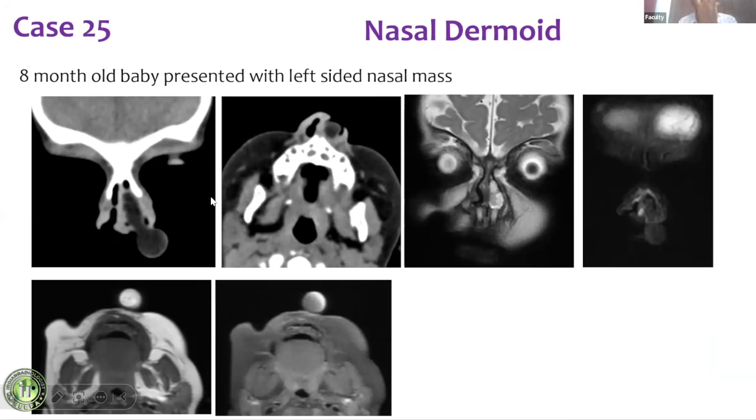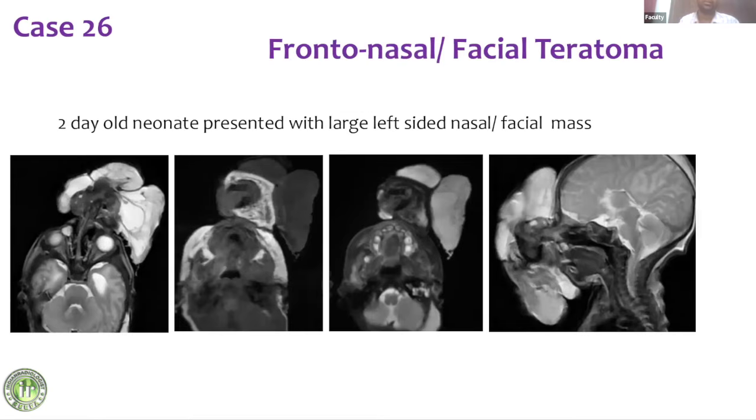So if you are getting a fatty lesion in the face in relation to the nose, it is a nasal dermoid. Do look for the site of attachment. There is no communication into the intracranial compartment or attachment to the skull base. This is another case. This is a 2-day-old neonate presenting with a very large left-sided nasal or facial mass.